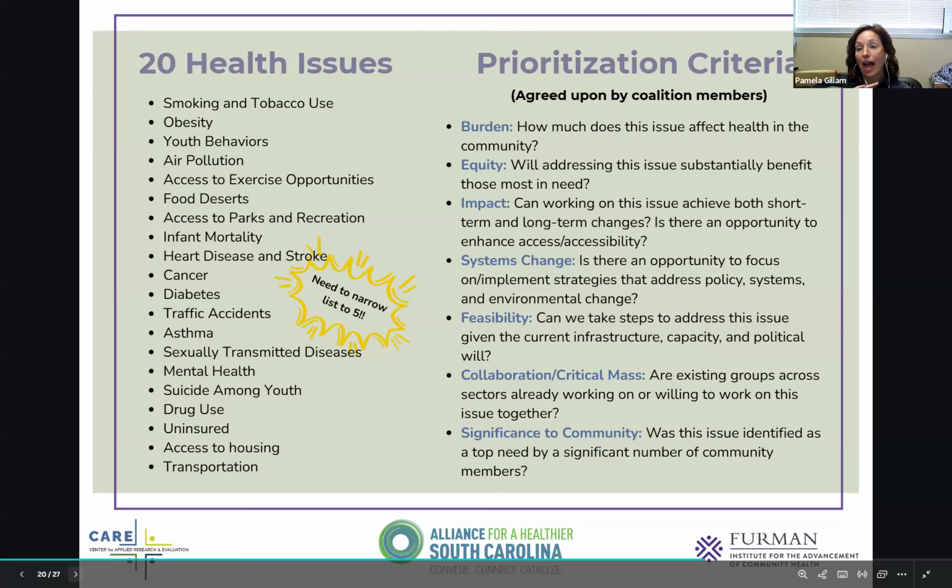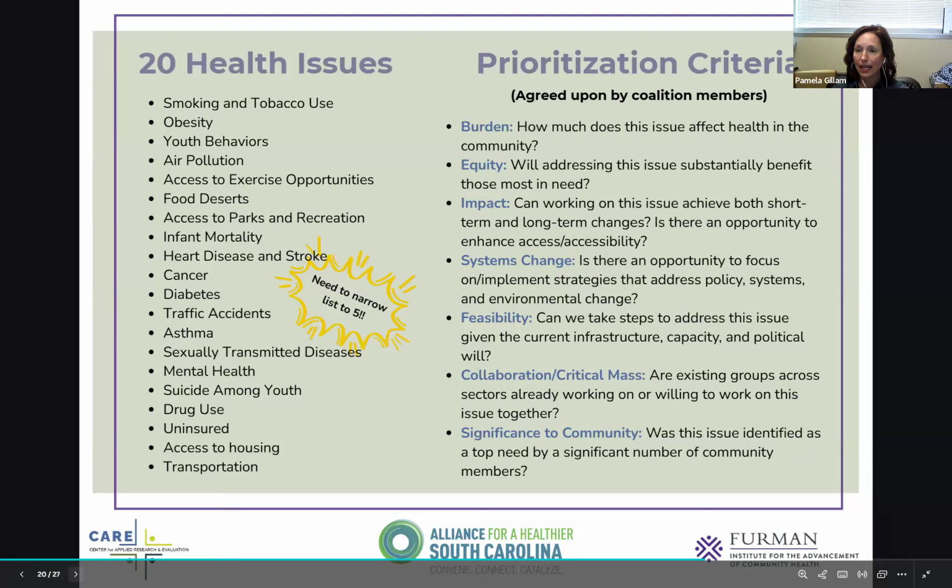So now, after we've presented all this data to you this afternoon, we're going to spend our time together prioritizing. We've got to narrow down this list to the top 5 health issues that we're going to focus our efforts on over the next 5 years. That's going to be tough because these are all very important issues, right? But we know we only have so much time and resources if we want to see change in 5 years.